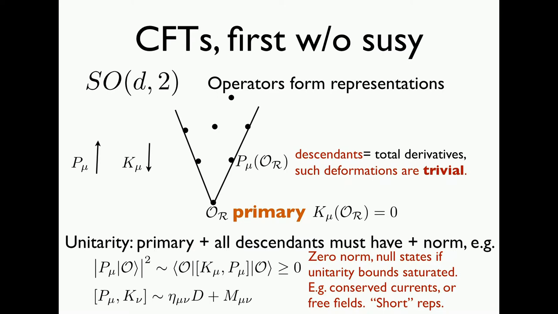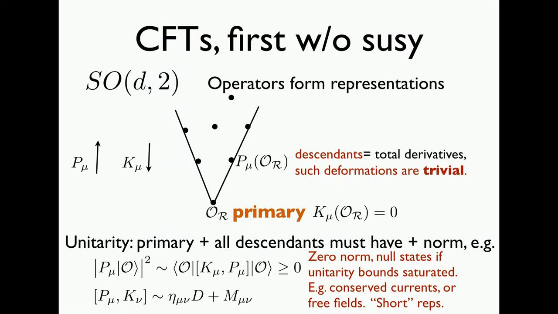And then using the algebra, this leads to unitarity constraints. So here D is the dilatation operator, M mu nu is the rotations. And so you can put bounds on the dimensions of operators related to their spin. And when these inequalities are saturated, then some operator is zero. And so those operators are referred to as short representations. Examples of that are conserved currents. If we have a conserved current operator, then some descendant is zero, and so that's an example of a short representation. And these representations are protected in various ways.